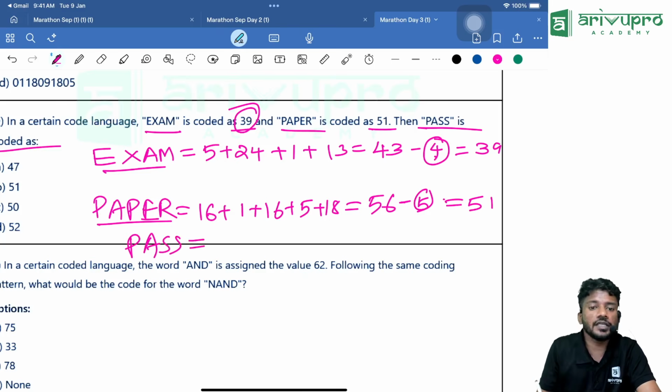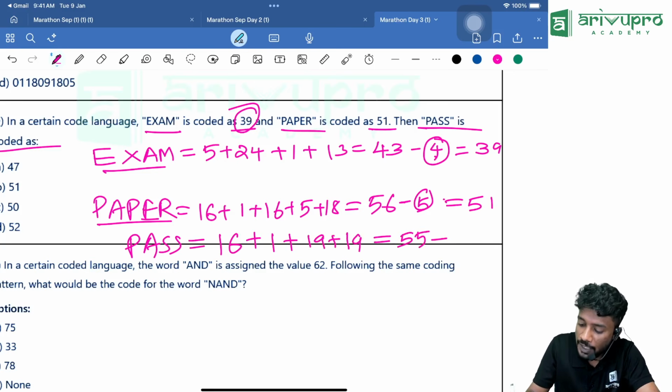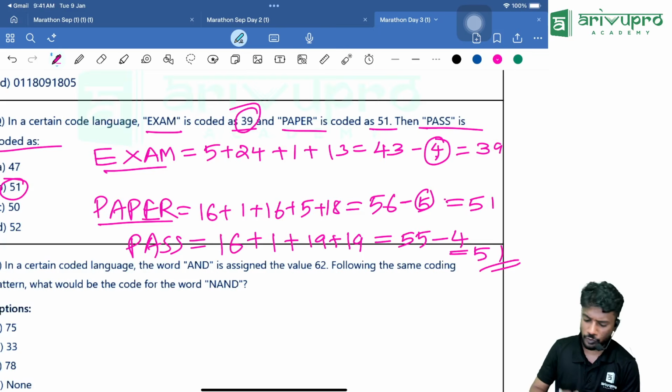Now how will pass be coded? P-A-S-S. P is at 16 position, plus 1 plus S is at 19, plus 19, which is equal to 55. 55 minus 4 is 51. Answer is Option B. This is the method. Okay? Is that clear? Can we do the next question?